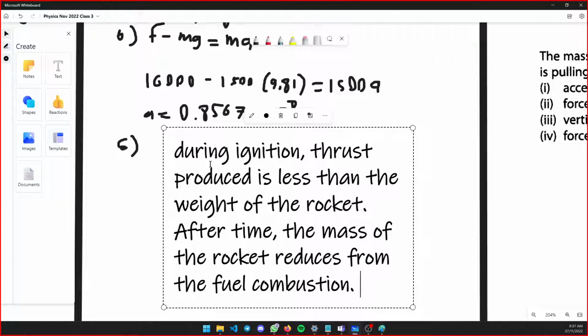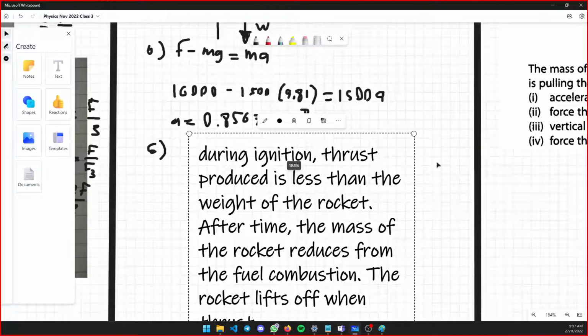Okay, I'll do the fuel combustion. The rocket lifts off when thrust. Oh, I should probably go down.